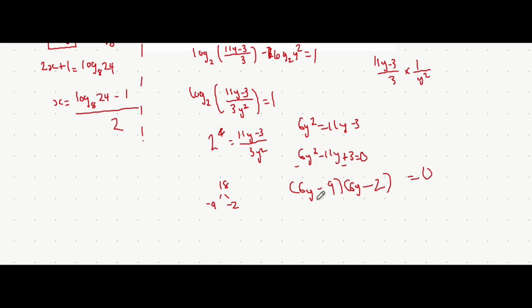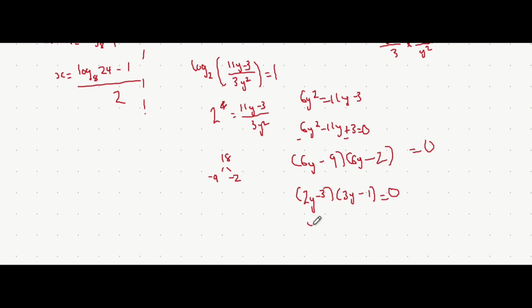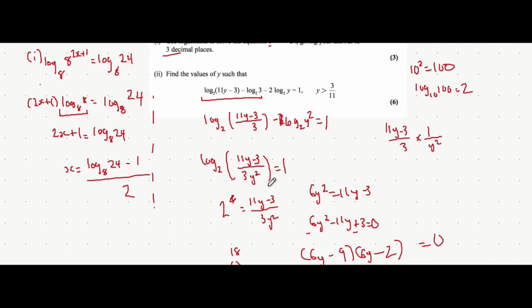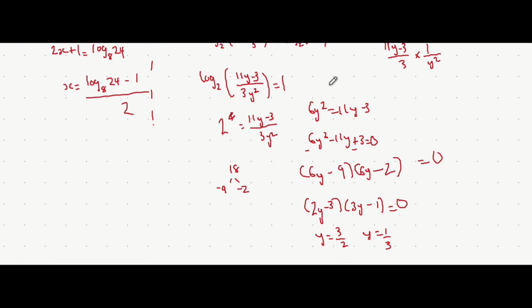So this first bracket, both these terms are factors of 3, so we can divide everything by 3 to make it 2y minus 3. In the second bracket, both of these are factors of 2. So you can divide both terms by 2. Now when the first bracket is equal to 0, y is equal to 3 over 2. And when the second bracket is equal to 0, y is equal to a third. And just double checking the question, it wants y to be bigger than 3 over 11.